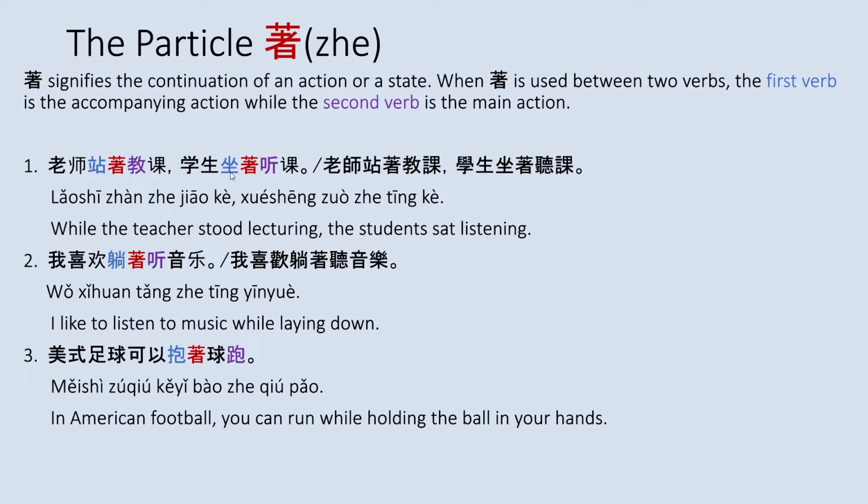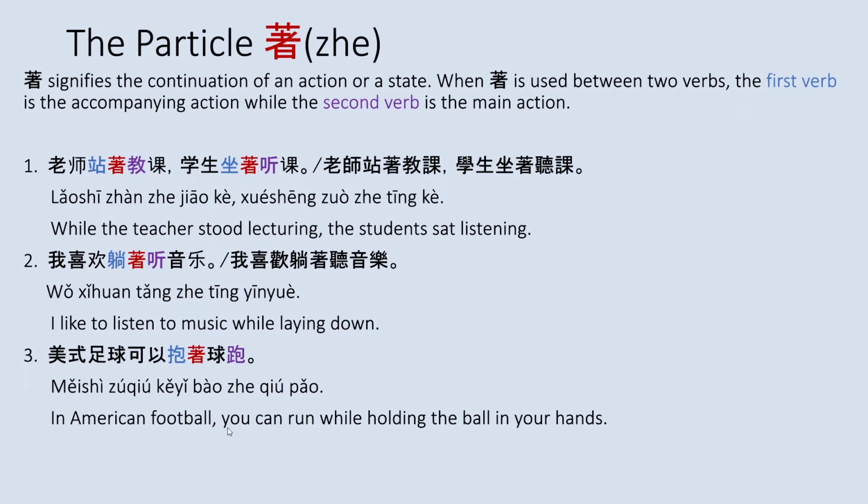For example 2, 我喜欢躺着听音乐. I like to listen to music while laying down. So in example 2, we're emphasizing that you like to listen to music, but while you're listening to music, you are also laying down. For example 3, 美式足球可以抱着球跑.